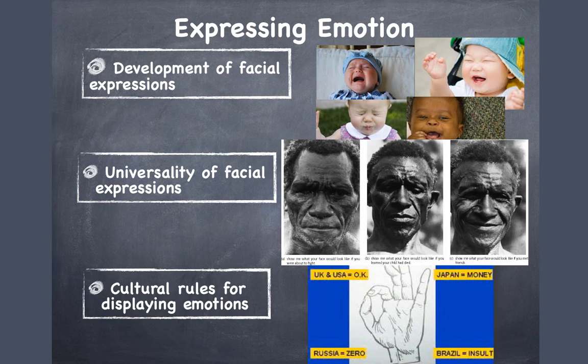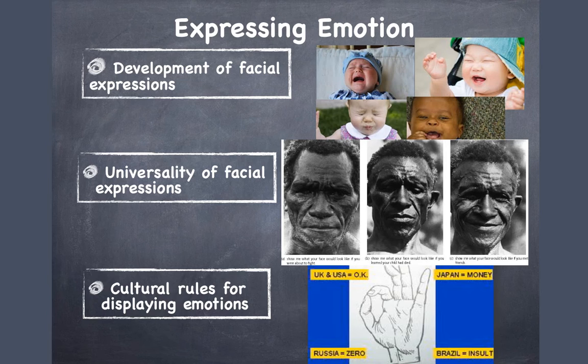Now, cultural display rules for emotions. Well, display rules are the informal social regulations that imply when it is appropriate to express or even disguise a given emotion. They dictate how and when and where emotions should generally be expressed. We learn this early in life, and it's reinforced throughout life.